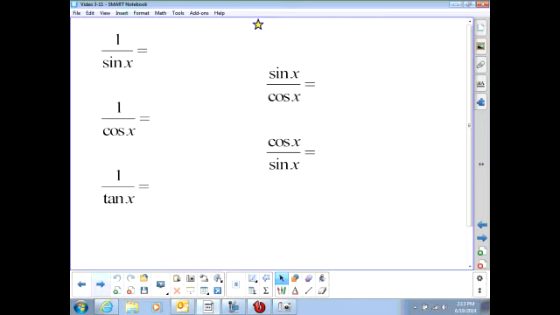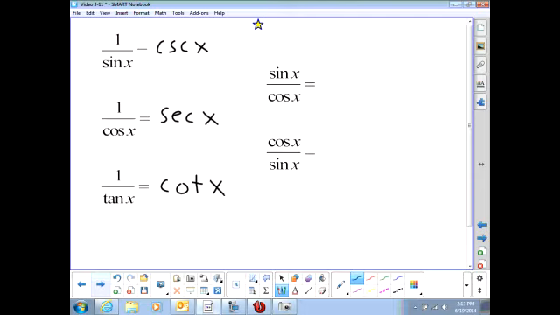So just some quick review first. We have 1 over sine x. That's just the same as cosecant x. If we have 1 over cos x, that's the same as secant x. 1 over tan x is the same as cotangent x. And your quotient properties, sine x over cos x is the same as tan x. And cos x over sine x is the same as cotangent x, the reciprocal of tan x.